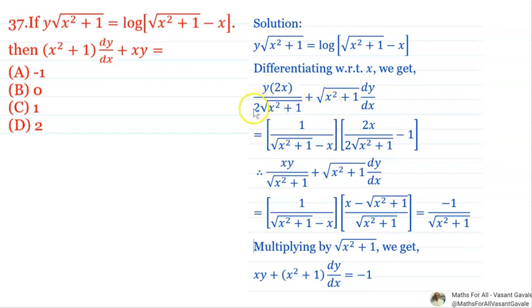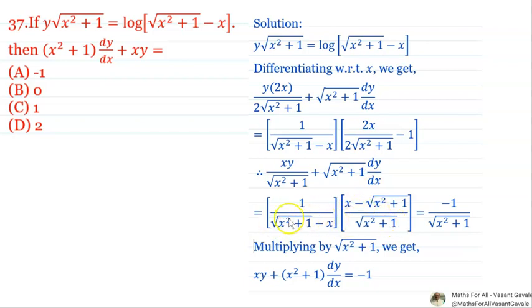या ठिकाणी इथे 2 कट झालाय. x into y you will get xy upon root of x square plus 1 plus root of x square plus 1 into dy by dx, that is equals to 1 upon root of x square plus 1 minus x into... हे सिम्प्लिफिकेशन, इथे देखील 2 इथे कट होतो. या रूट ऑफ x स्क्वेअर प्लस 1 ने 1 ला मल्टिप्लाय करणार अँड ओव्हरऑल यू विल गेट x मायनस रूट ऑफ x स्क्वेअर प्लस 1 अपॉन रूट ऑफ x स्क्वेअर प्लस 1.